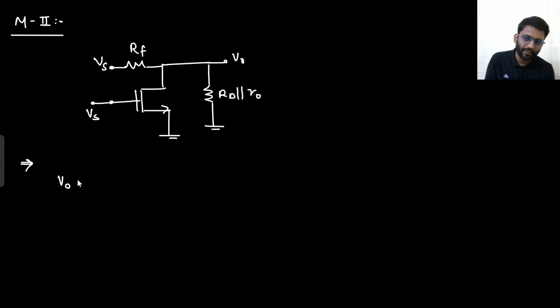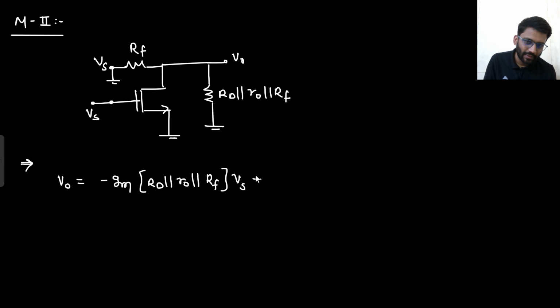So what will be my V0? This will be shorted, so from V0 to ground, RD parallel with R0 parallel with RF will come. So what will be my V0? That would be minus Gm RD parallel with R0 parallel with RF into Vs, plus.